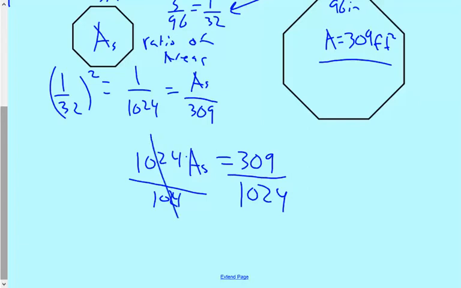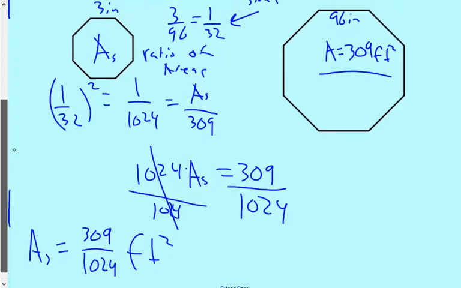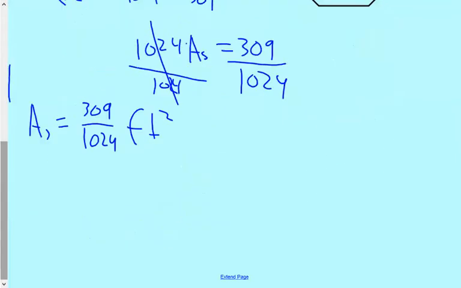So 309 divided by 1024, I'm actually just going to leave that as it is right now. And the reason for that is, this is in square feet, which is less than 1 square foot. It's about 1/4, 1/3 of a square foot. And keep in mind, this is a very small model here. Okay, so I want it in square inches. So what I'm going to do is use a conversion. So 309 feet.